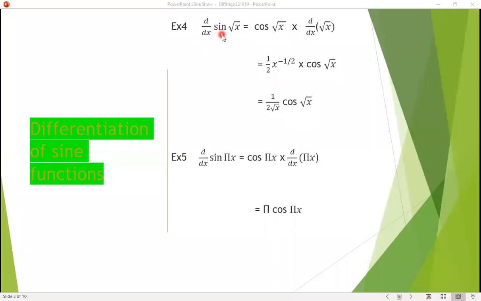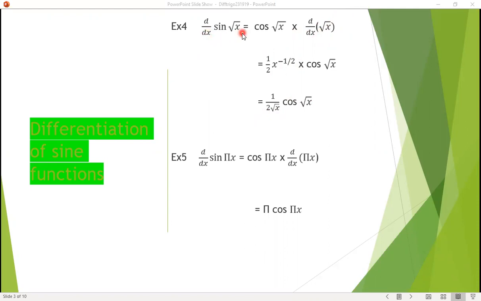So differentiation of sine root of x is cos root of x multiplied by the differentiation of square root of x. So differentiation of square root of x: bring the power down, subtract 1 from the power, so half minus 1 is minus half. So the final answer is cos x upon 2 root of x.